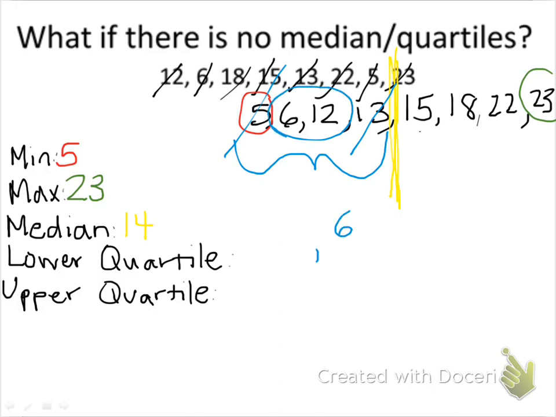Add them together, 6 plus 12 is 18, and I can do this in my head. 18 divided by 2 gives me 9. You can always double check it by thinking, is 9 halfway between 6 and 12? Does that make sense? Yes, it does make sense, so that's our lower quartile. Now we've got our lower quartile.